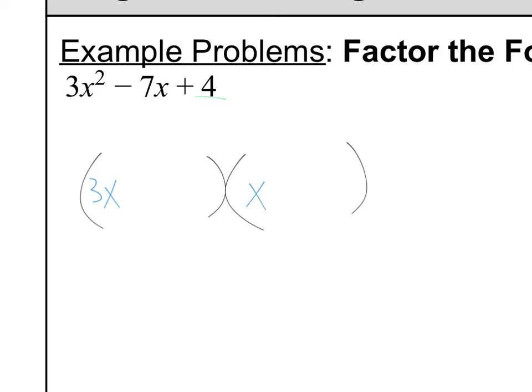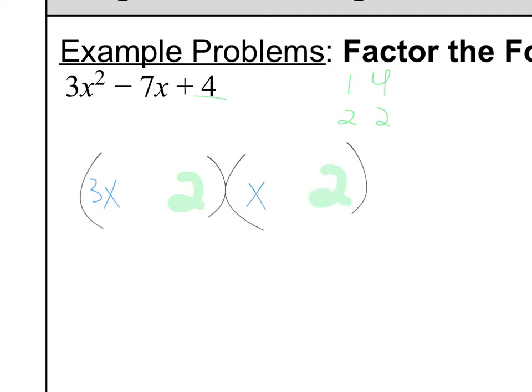Now the second term has to be factors of 4. So it's either going to be 1 and 4, or it could be 2 and 2. My advice to you guys is if you have a scenario where 4 is a perfect square, so you have 2 and 2, I would try that combination first because we don't really have to worry about which number goes in the first parenthesis versus the second. Whereas with 1 and 4, if I put a 1 here and a 4 there, that's going to be vastly different than a 4 here and a 1 there. So try the easy one first. Let's try 2 and 2.